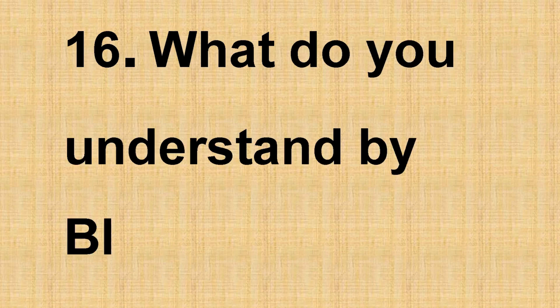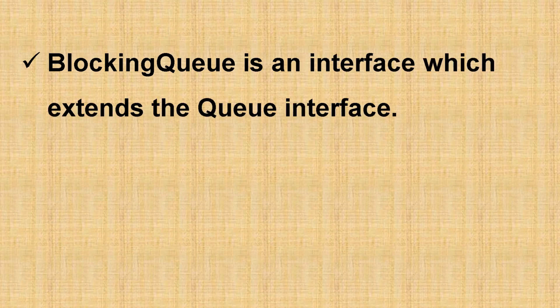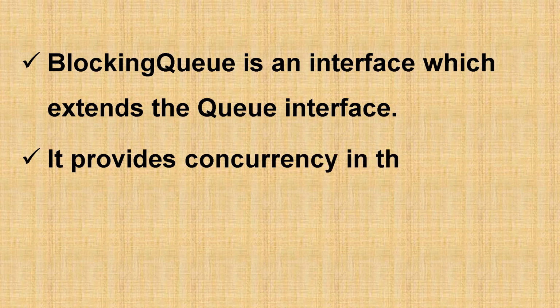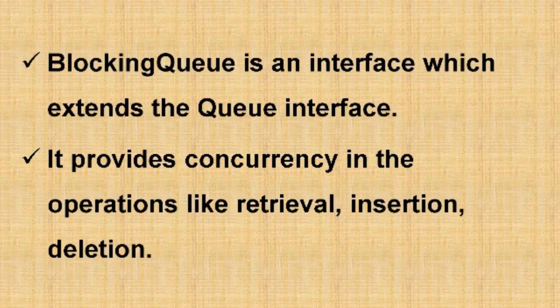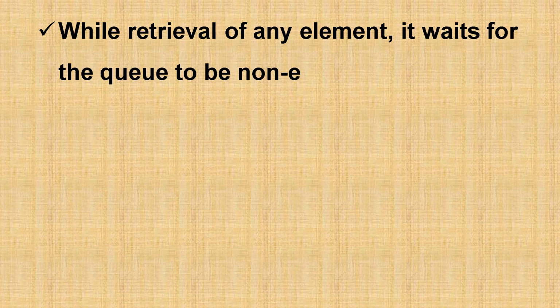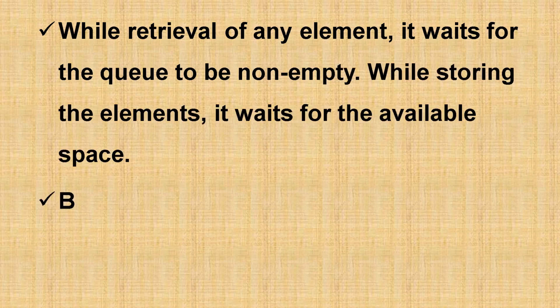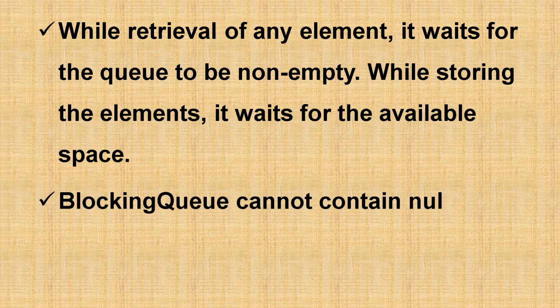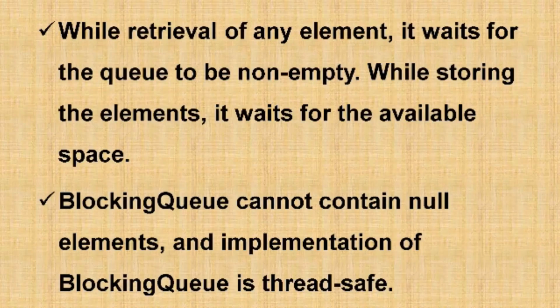What do you understand by blocking queue? Blocking queue is an interface which extends the queue interface. It provides concurrency in the operations like retrieval, insertion, deletion. While retrieval of any element, it waits for the queue to be non-empty. While storing the elements, it waits for the available space. Blocking queue cannot contain null elements, and implementation of blocking queue is thread safe. Consider the following syntax.